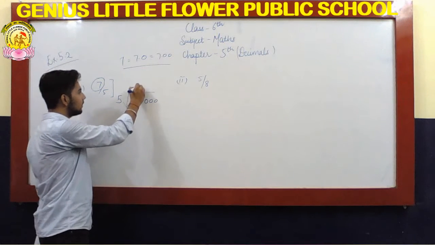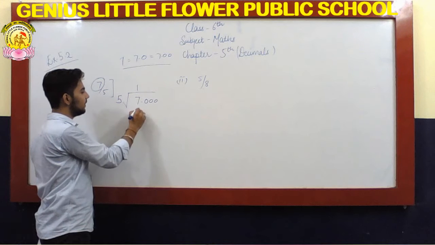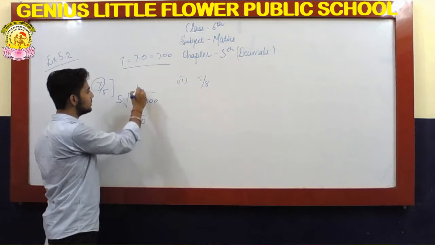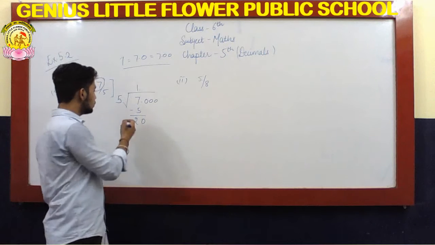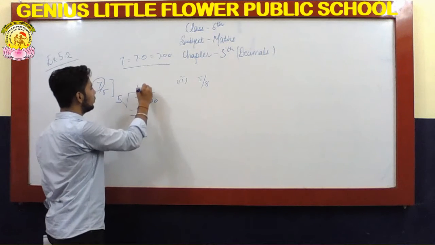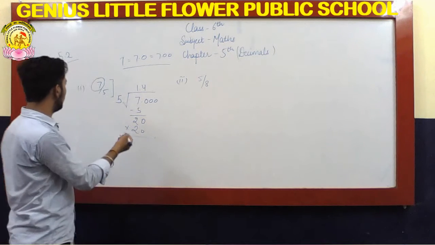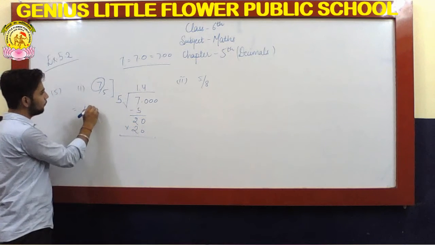So as we can see, 5 ones are 5, you will get 2, and you can borrow a decimal 0 and you have to place the decimal here. So you will get 20, and after that you will divide by 5, and this is exactly divisible, and you will get the answer 1.4.